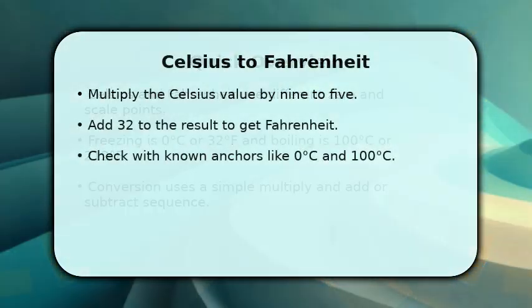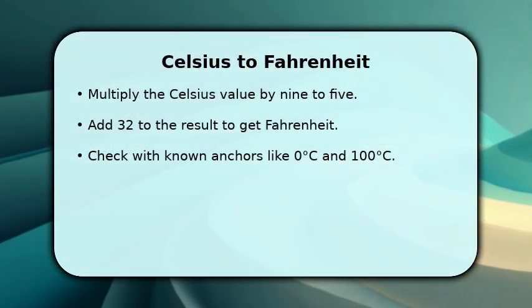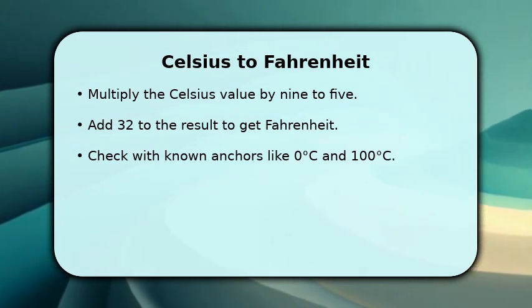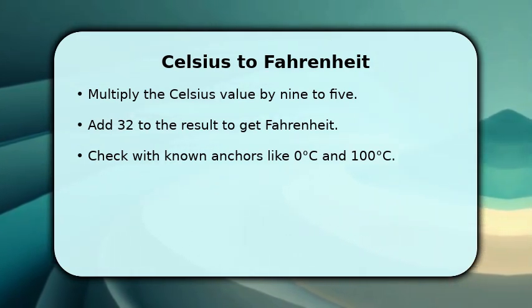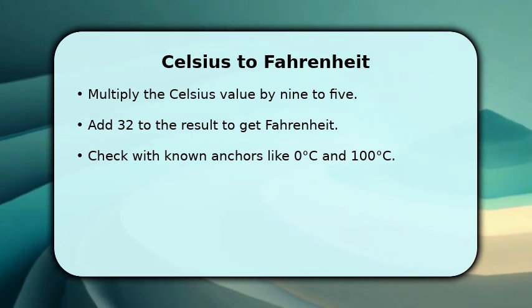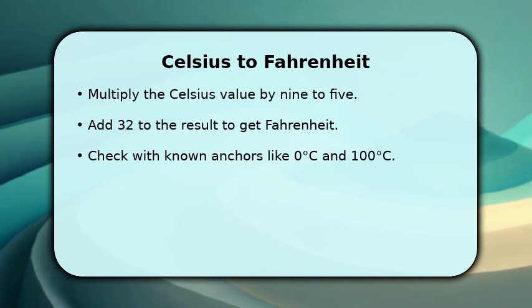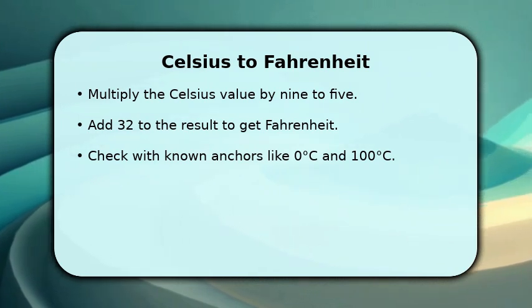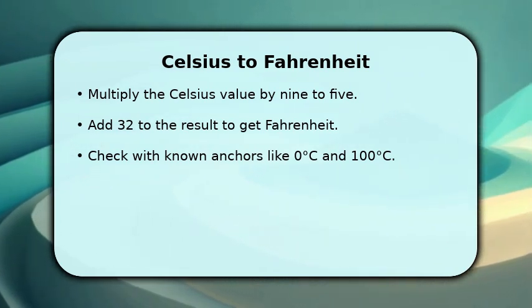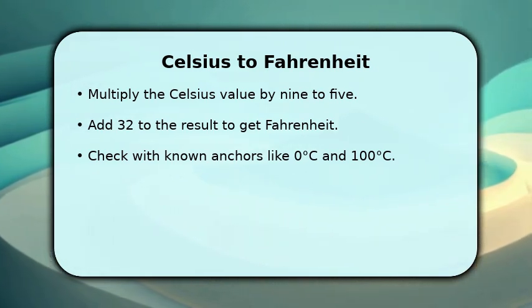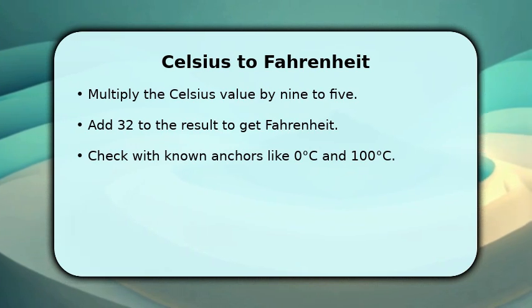Take a Celsius temperature and multiply it by 9/5, then add 32 to convert to Fahrenheit, and I'll walk you through an example. For instance, 25 degrees C times 9/5 equals 45, then add 32 equals 77 degrees F, and I'll explain why each step works. Practice a few examples with me and use the anchor checks to ensure your conversions are correct every time.